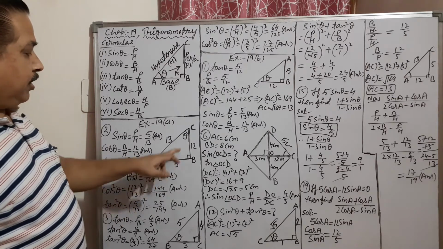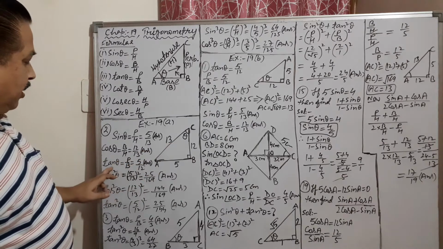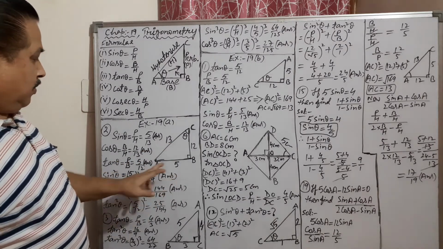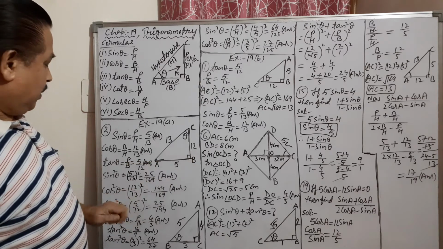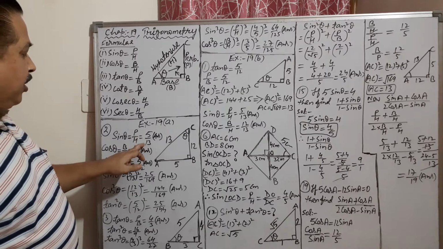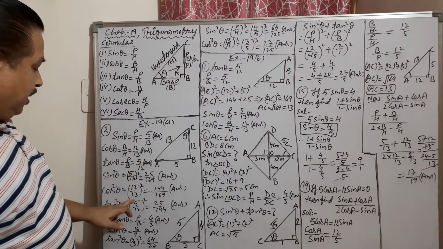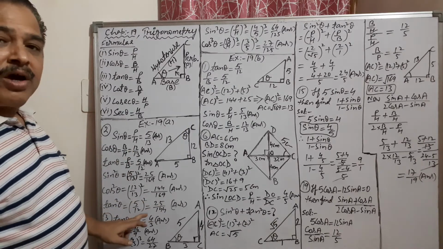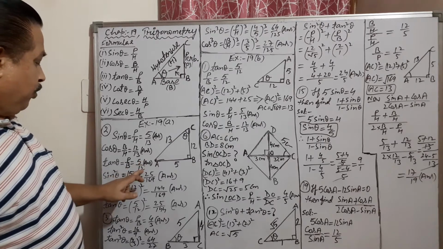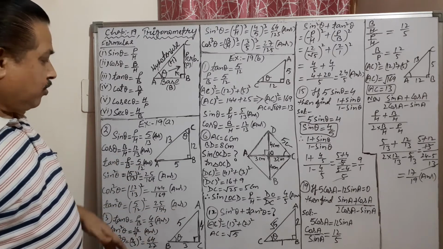Cos theta will be base upon hypotenuse. This is the answer now. Similarly, tan theta, P by B, perpendicular upon base, 5 upon 12. Sin square theta will be 5 upon 13 square. Answer. Cos square theta will be 12 upon 13 square. And tan square theta will be 5 upon 12 whole square, 25 upon 144. So this is your question number 2.